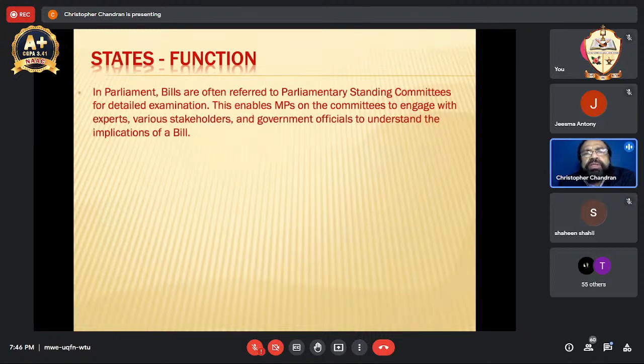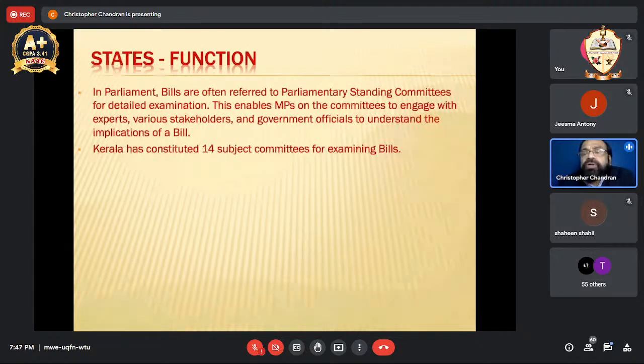See, Parliament always refers bills to standing committees because not all members are aware of a particular bill. States normally don't do it because they go by the majority. They go to the legislature, MLAs vote because the leader of the political party or the ruling party has said, tomorrow our bill is coming, just say yes. A very good thing about the Kerala government is that they constituted 14 subject committees to examine bills last year alone, 2020.